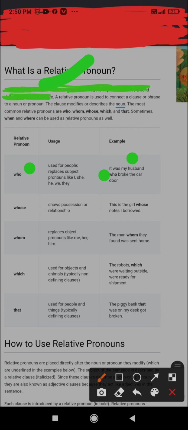Another relative pronoun that we always use in our day-to-day life is whose. Whose shows possession or relation. It shows that something is being possessed by, or related to, some person, being in the possession of someone.